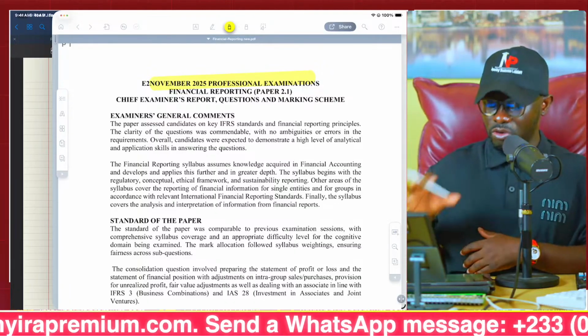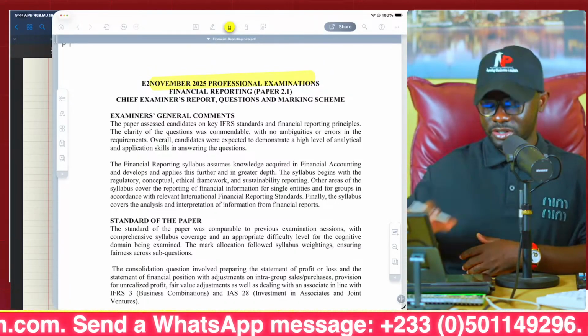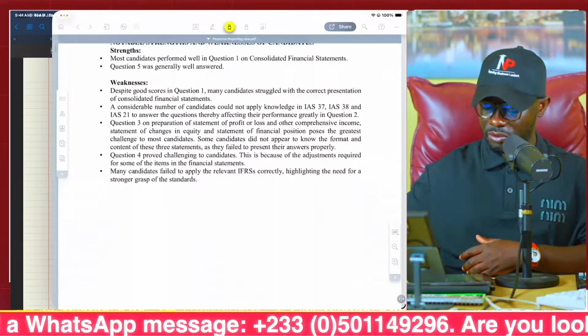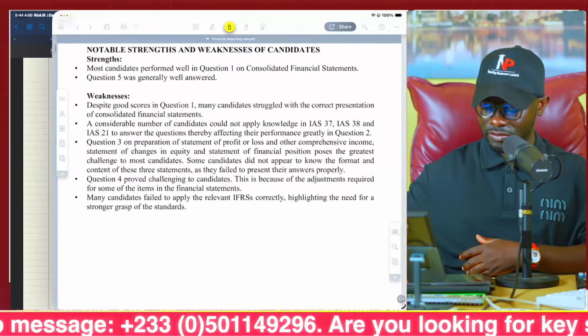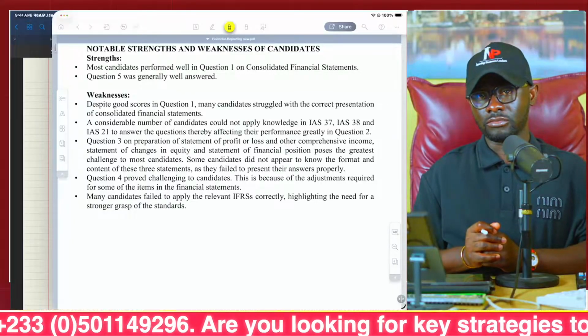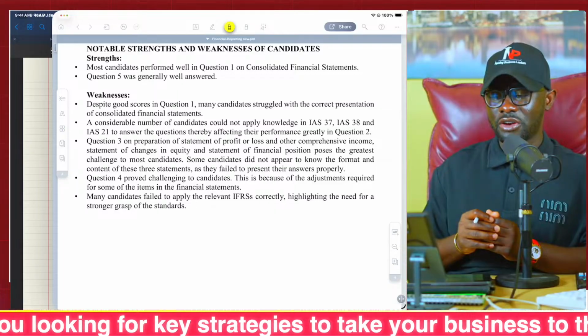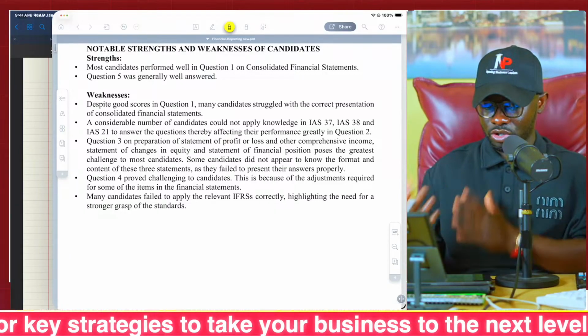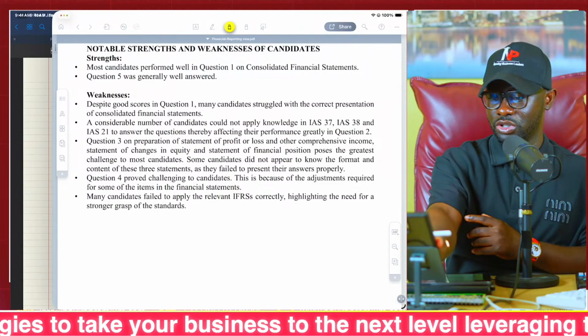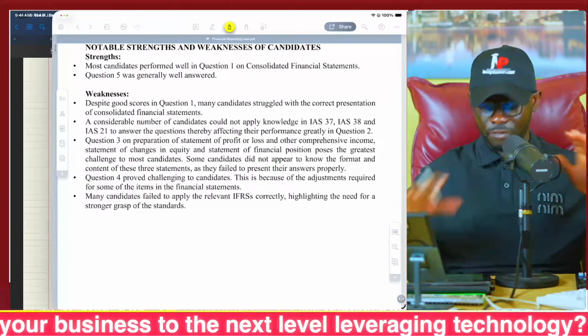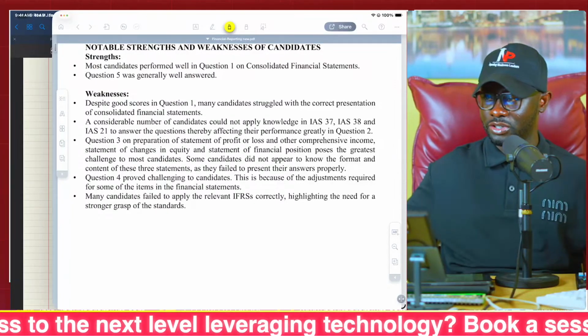But before I go into the questions, I want to share just a few thoughts with you about the weaknesses that the chief examiner raised concern on relating to the November 2025 financial reporting examination diet, so you have some ideas about what you need to know generally. So a few things here quickly, then we can get into the questions.